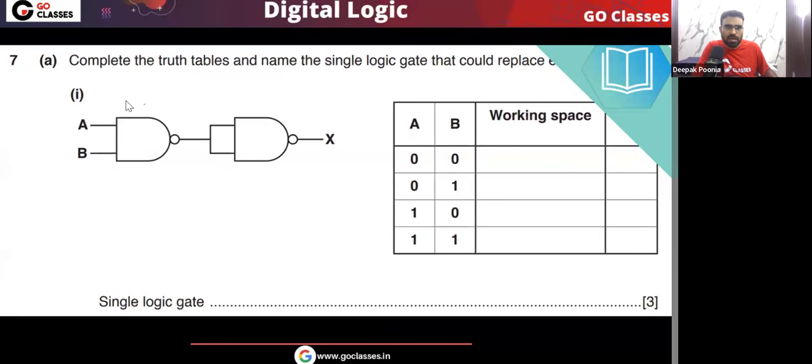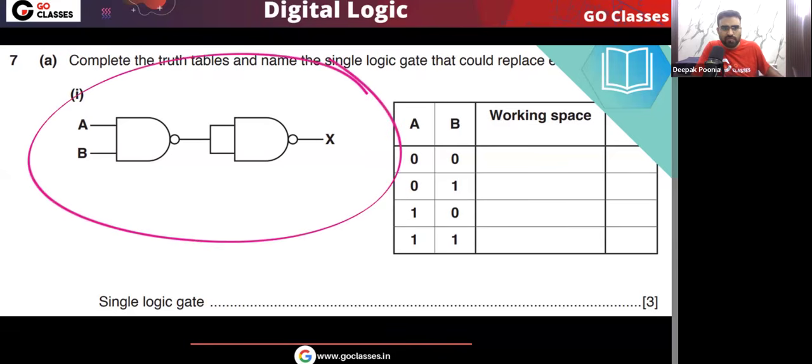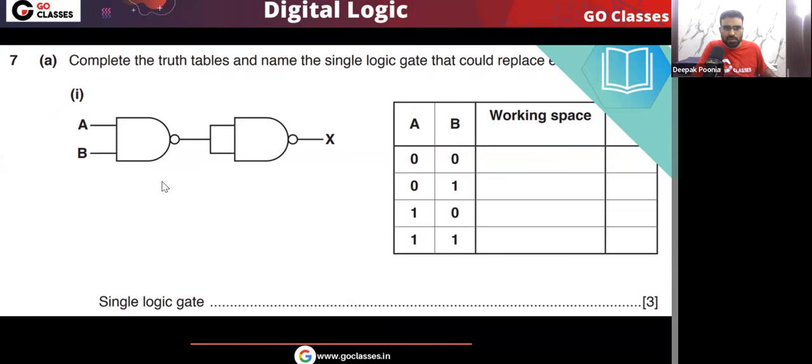Let's solve this question. Compute the truth tables and name the single logic gate that could replace this circuit. Very simple question. So let's solve it. Here you can see, first of all, we have NAND gate here. This gate is our NAND gate. First we do AND, then we do negation. So here the output will be, first we are doing AND, A and B, then we are doing negation.